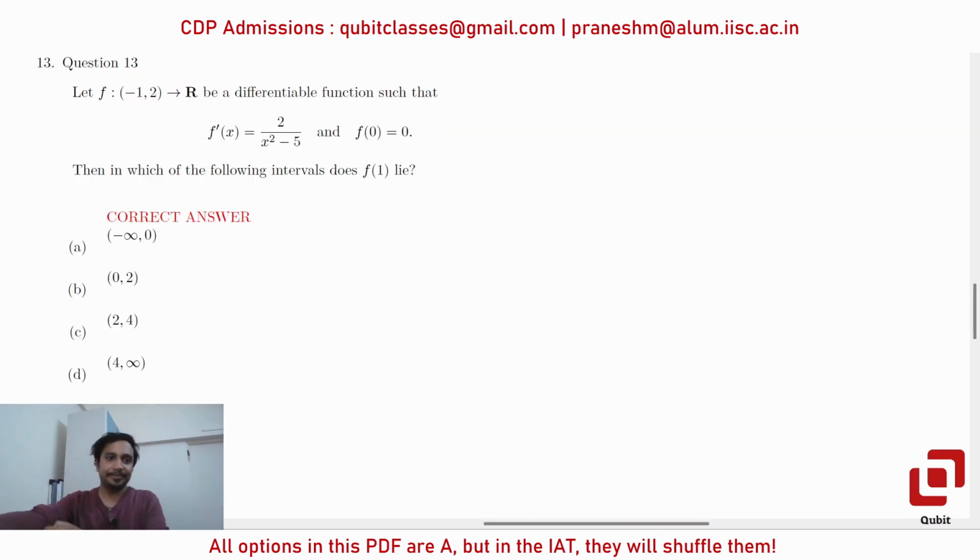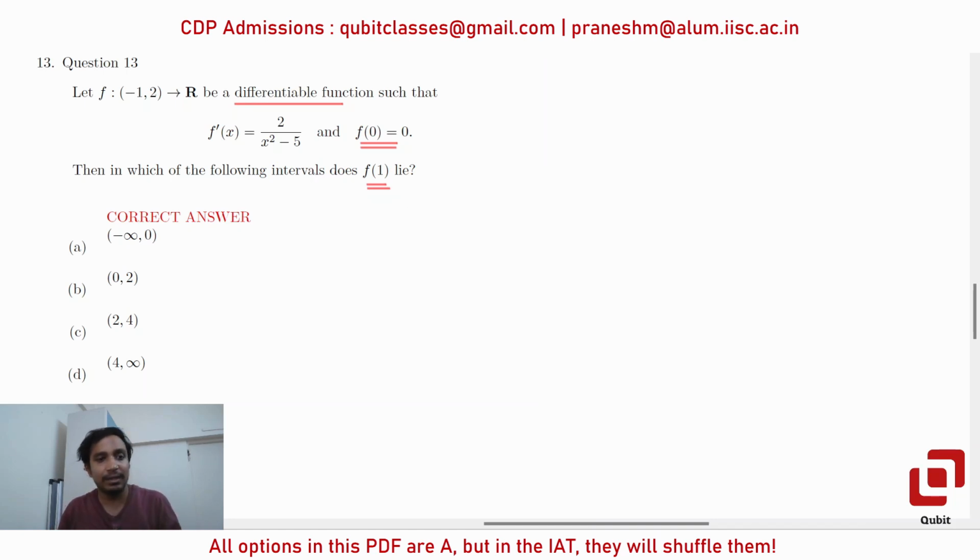Question number 13. Let f from the open interval minus 1 to 2 to R be a differentiable function such that f dash of x is 2 upon x squared minus 5 and f of 0 is equal to 0. Then in which of the following intervals does f of 1 lie?